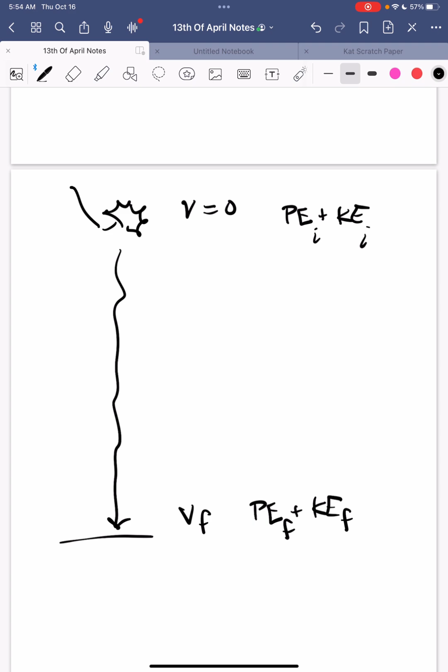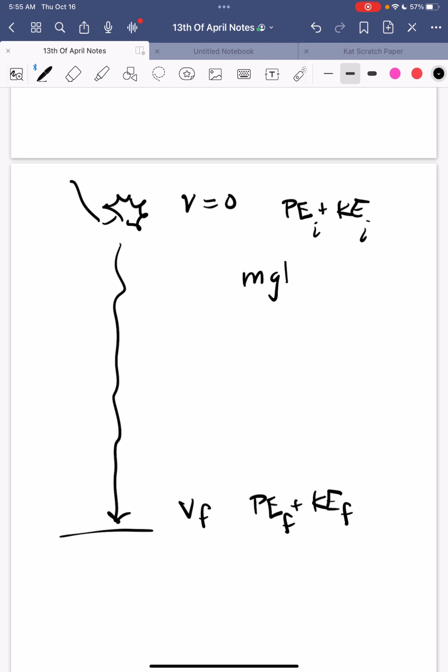Well, let's try to look at what the potential energy is at the very top. So the potential energy is just going to be m times g times h initially, before the leaf falls. It'll have 0 kinetic energy because it has no velocity. So 1/2 mass times velocity squared is going to be 0. So its total energy at the top is just m times g times h. So this is the total energy at the top initially.